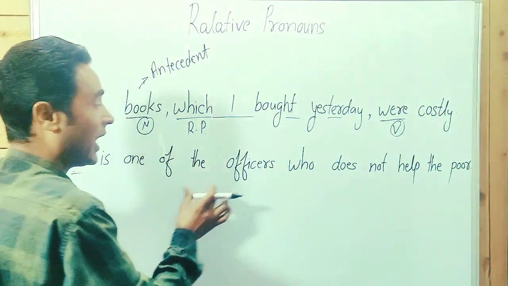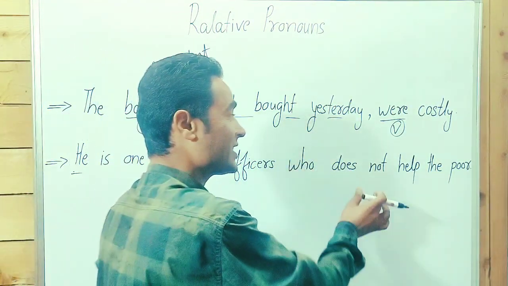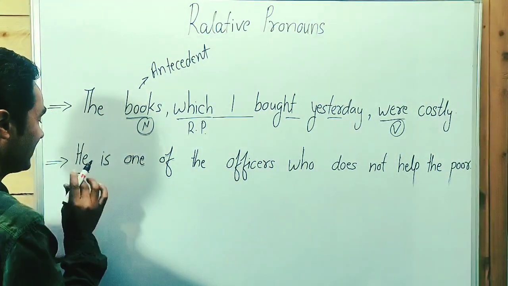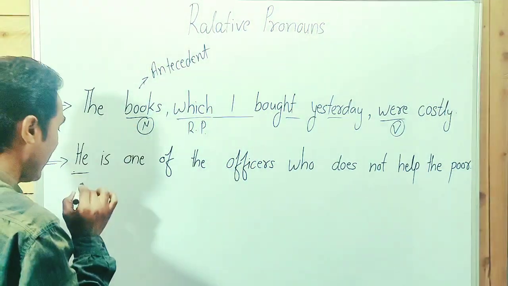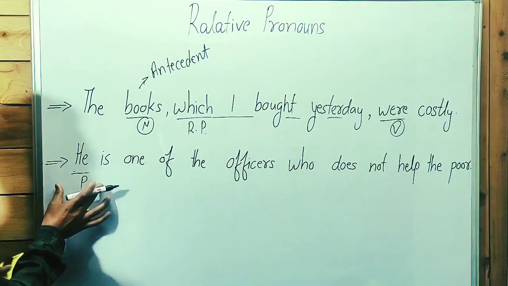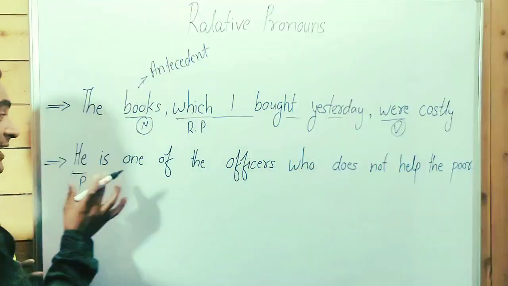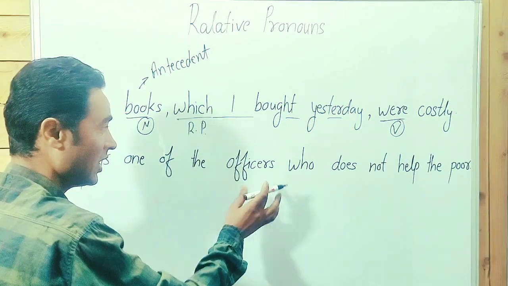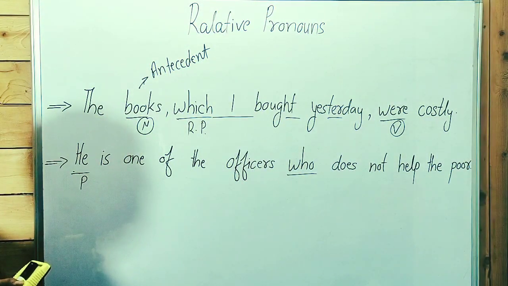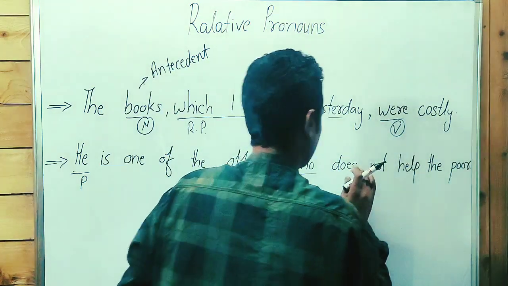He is one of the officers who does not help the poor. Point to be noted here: he is the subject. It's a pronoun. I hope you know about he very well: third person singular number. He is one of the officers who does not help the poor. I'm sorry, who does not.